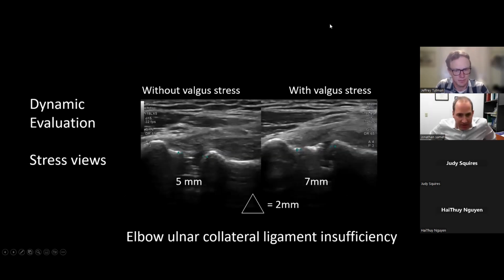Here is a static image just showing again what this might look like. Without valgus, we measured the joint line, it was 5 millimeters. This is with valgus, and it measures 7 millimeters. So it went up by 2. And so if it's over like 1.5 or so of a delta of a change, then that's considered abnormal. We always compare to the other side as well, just to get a baseline for each person. But this was a nice case to confidently say, hey, there's some insufficiency of this ligament. And so that added value above an MRI exam.